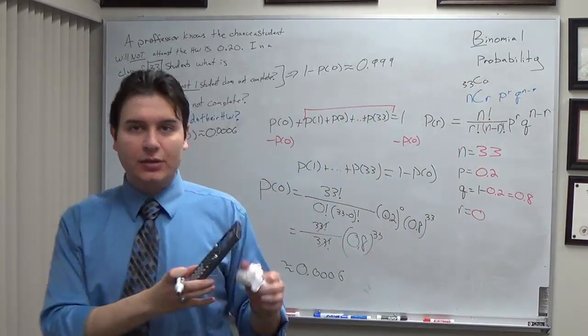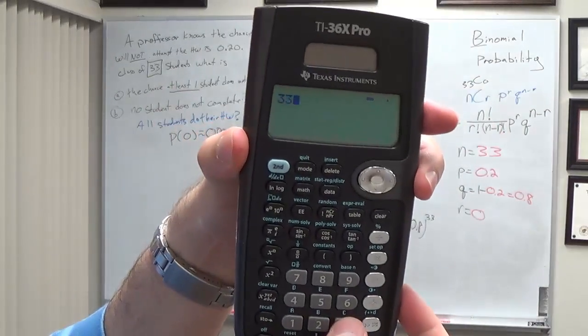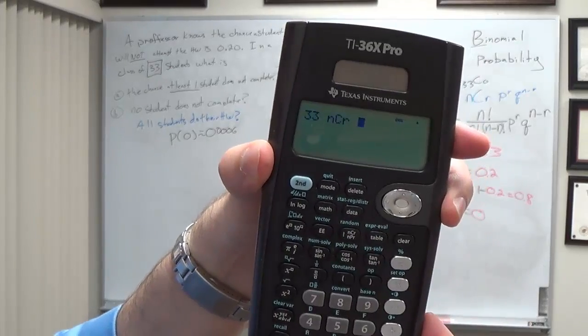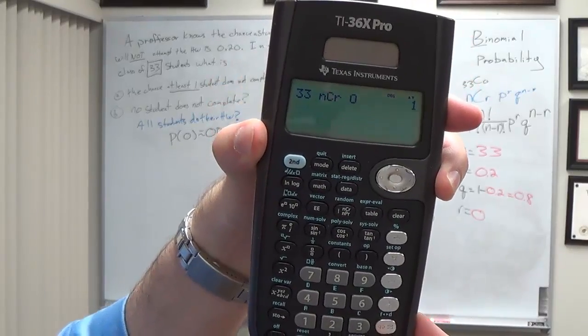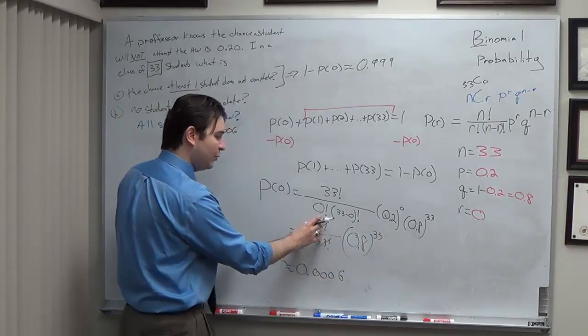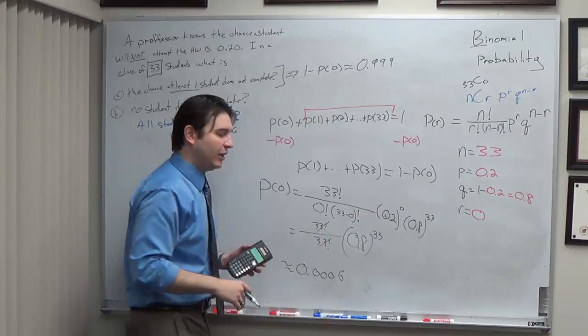And so on my calculator, I would type in 33. You'd hit this choose button a couple times till nCr showed up, and then you type in 0, and then you could hit this enter button down here, and it would give you your answer of 1. And that's what happens when you cancel these out. You have 1 times this, and at the end it's 1 times 1 times 0.8 to the 33.